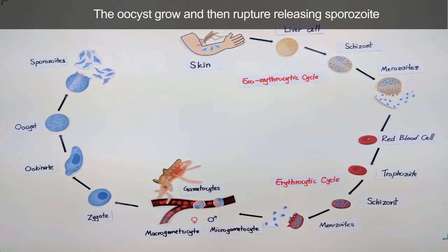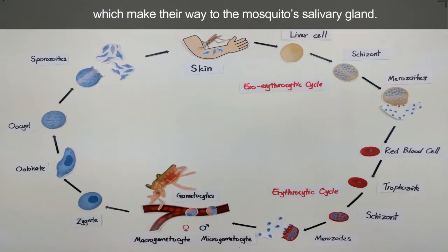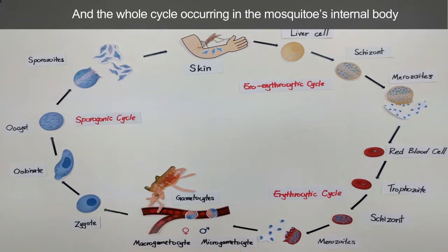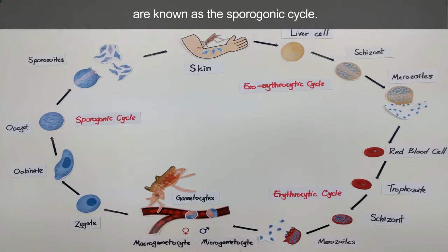The oocysts grow and then rupture, releasing sporozoites, which make their way to the mosquito's salivary gland. The inoculation of these sporozoites into a new human host completes the whole malaria life cycle. And the whole cycle occurring in the mosquito's body is known as the sporogonic cycle.